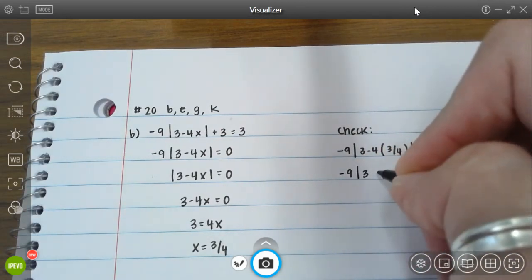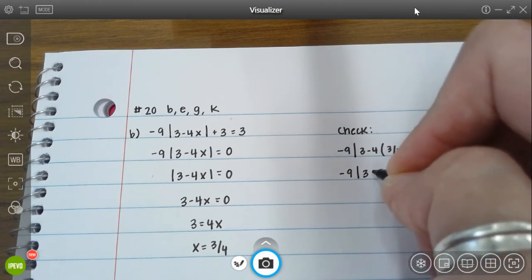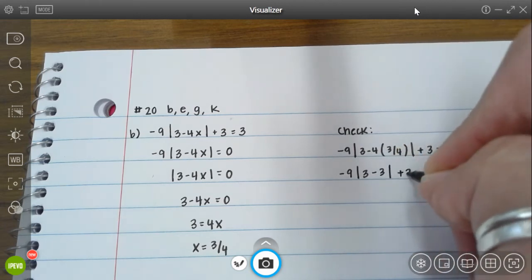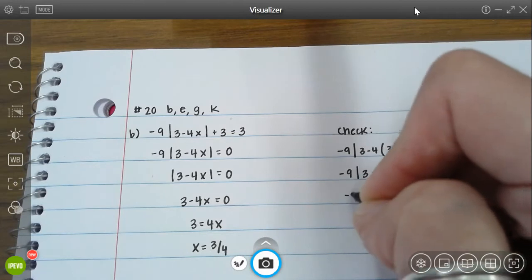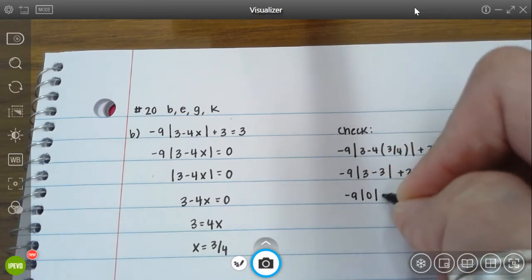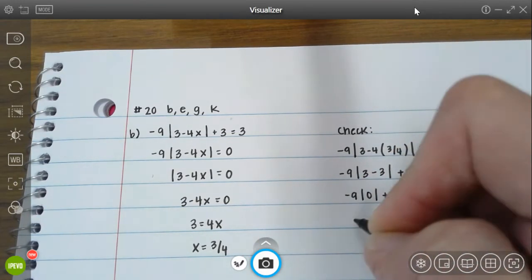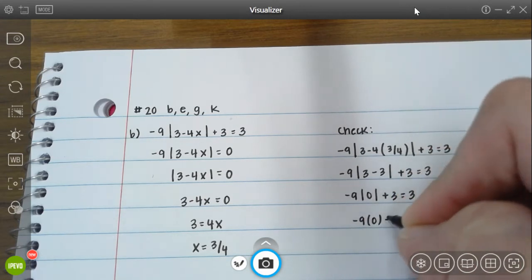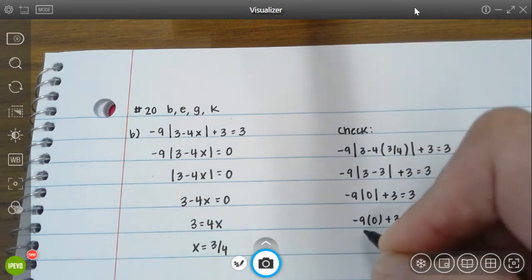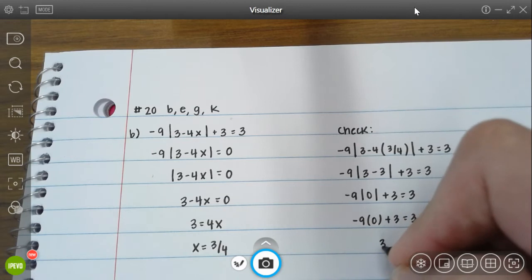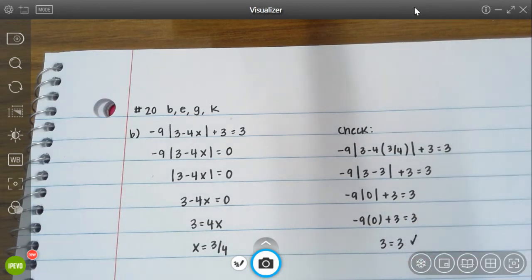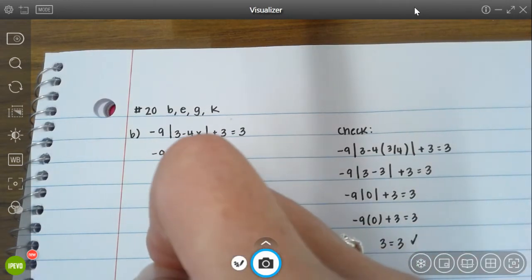So this will give me -9 times the absolute value of 3 minus 3 plus 3 is equal to 3. -9 times the absolute value of 0 plus 3 is equal to 3. That'll just give me -9 times 0 plus 3 is equal to 3. So obviously -9 times 0 is just 0. So 3 is equal to 3. That means that 3/4 does work as a solution.